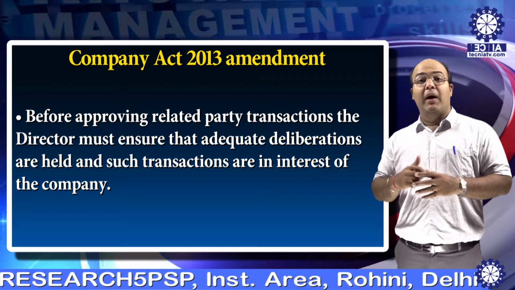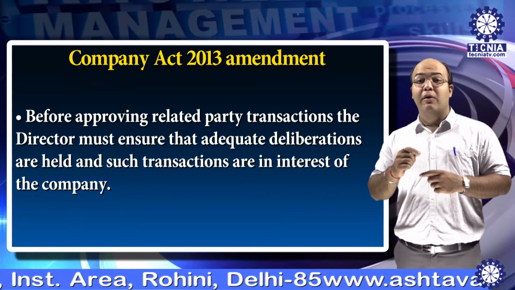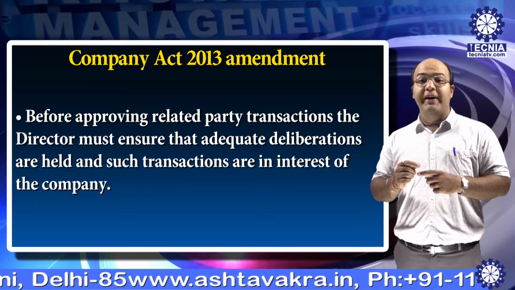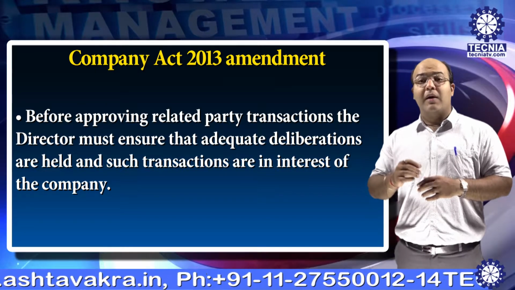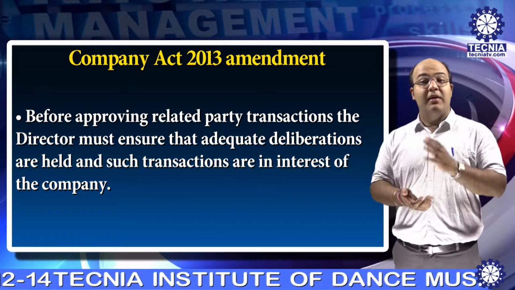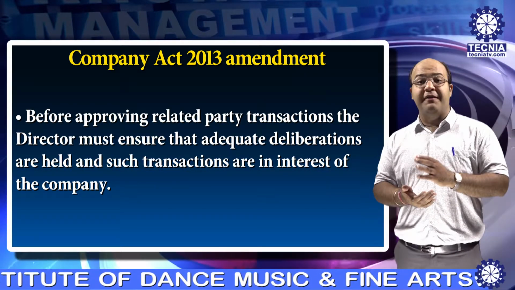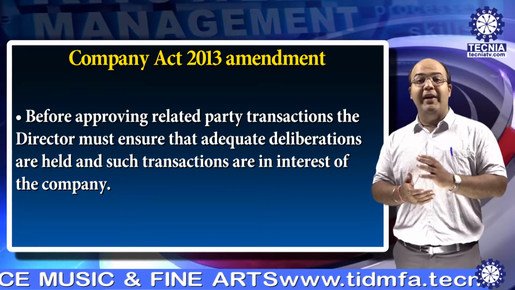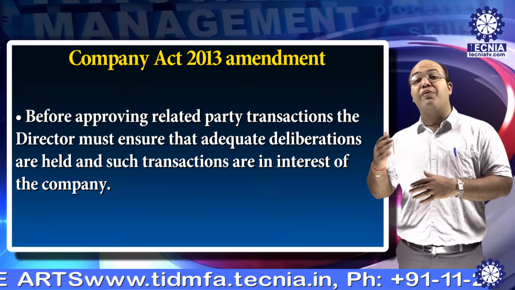Next, a director of a company shall not assign his office and any assignment so made shall be void. Next, if a director of the company contravenes the provisions of this section, such director shall be punishable with fine which shall not be less than 1 lakh rupees but which may extend to 5 lakh rupees.